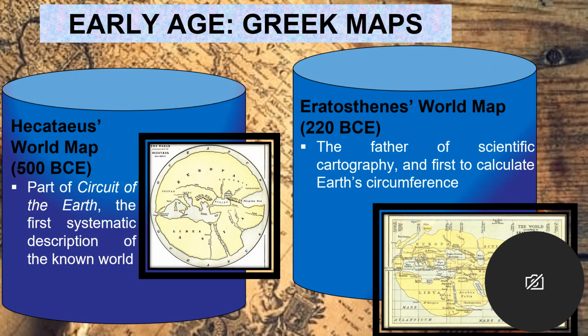Then in the early age we have Greek maps, a world map that shows a systematic description of the world, and then the world map of Eratosthenes around 220 before Common Era. He was known as the father of scientific cartography, and he was the first one to calculate Earth's circumference.